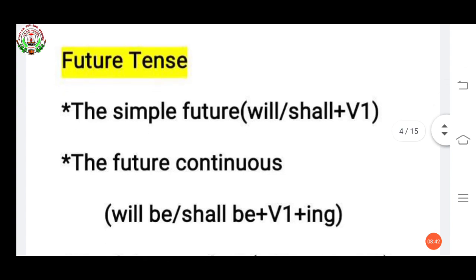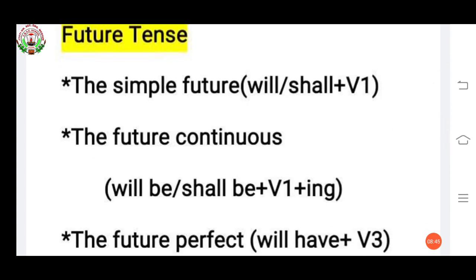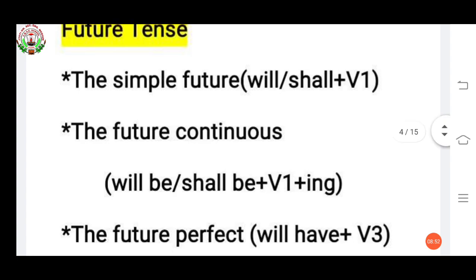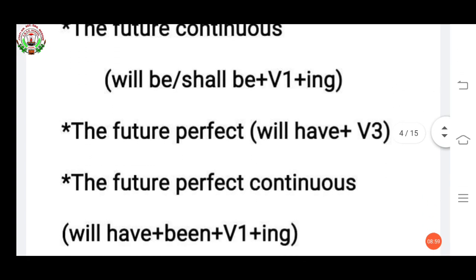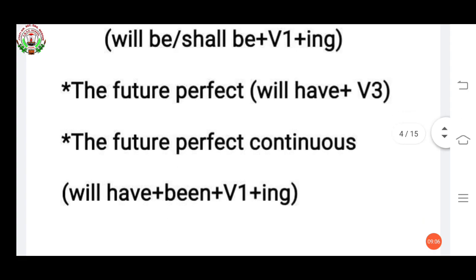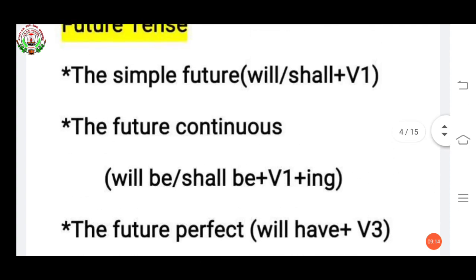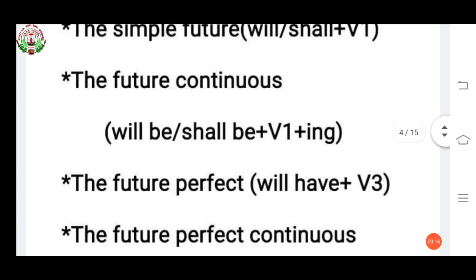Now see, future tense. The simple future tense, will or shall plus verb first form. The future continuous, will be, shall be plus verb first form plus ing. The future perfect, will have plus verb third form. The future perfect continuous, will have plus been plus verb first form, then ing. Okay, children, you must note down this.